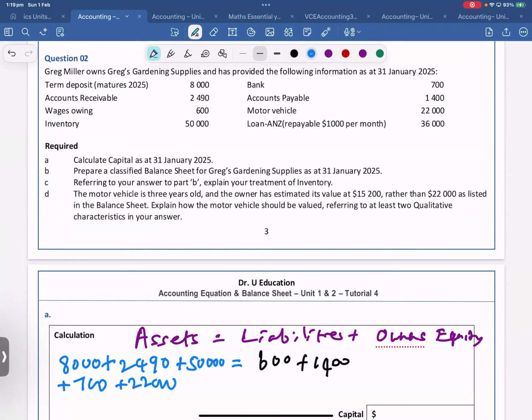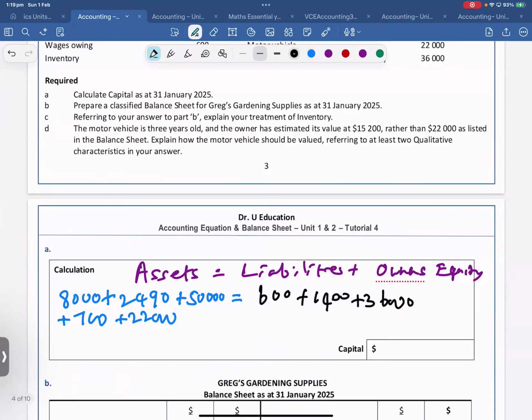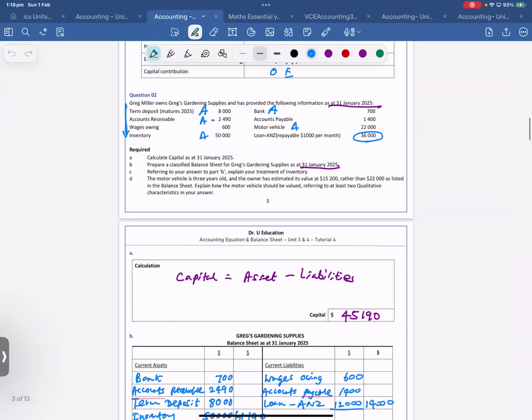And then the loan, liability, right? At this point, we'll take everything as liability, plus 36,000. Then how much is your capital? Owner's equity or capital, same thing. So owner's equity will be how much?